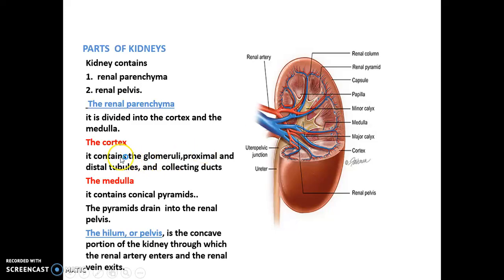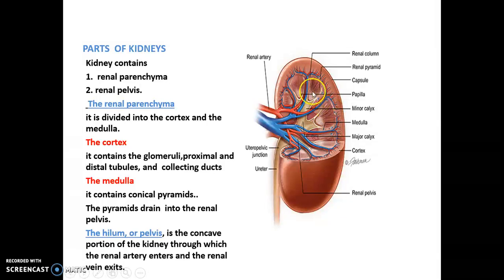We'll see what the cortex contains. The cortex contains glomeruli, proximal and distal tubules and collecting ducts. When you check the cortex, you can see collecting tubules or collecting ducts, proximal and distal tubules and glomeruli. The cortex is the outer part of the renal parenchyma. In the renal medulla, you can see a lot of conical pyramids. This is the medulla. So this is about the renal parenchyma.